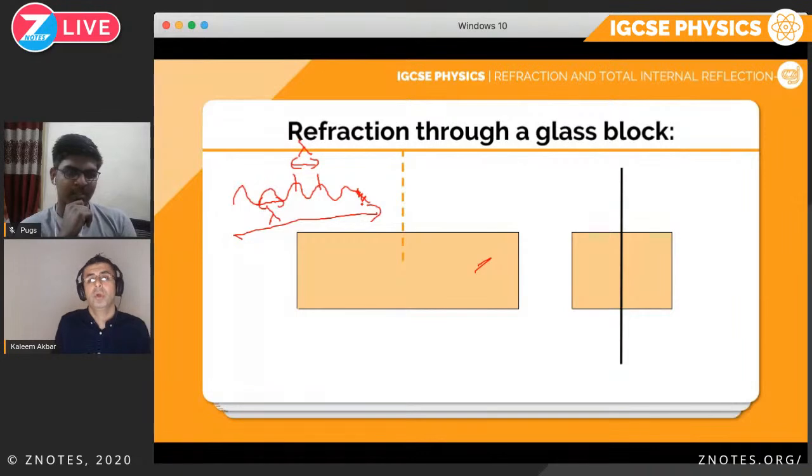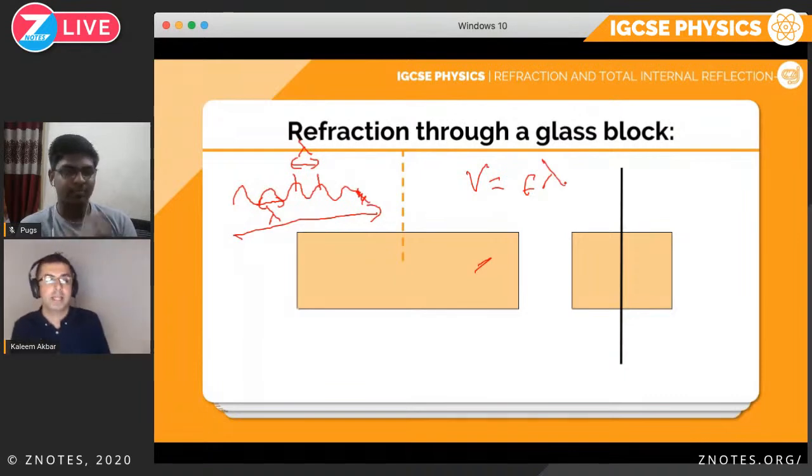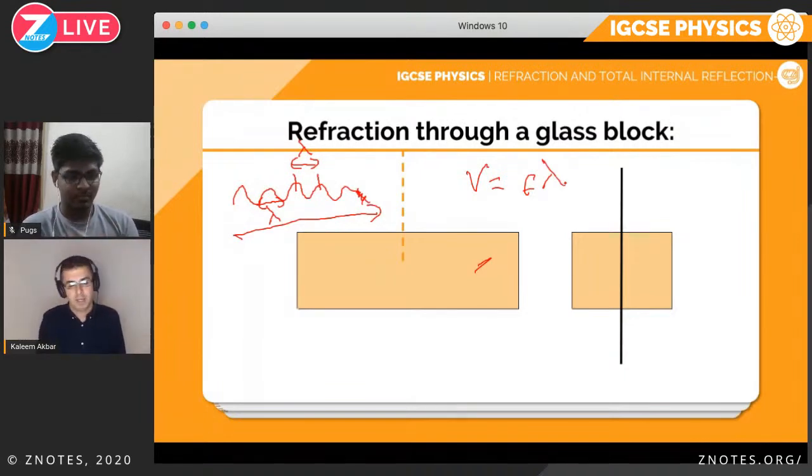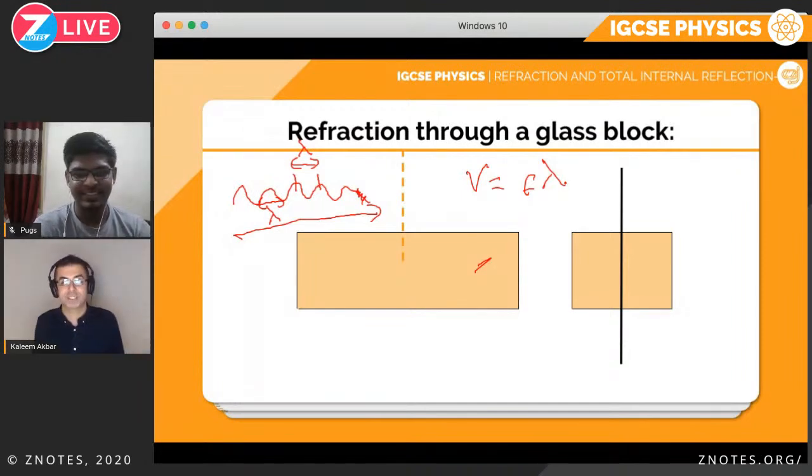Now, why does the frequency stay the same? Because when students really think about this, it comes from the formula v equals f lambda. Highly, highly examinable formula, by the way. IGCSE Cambridge, I think I've counted in less than one hand how many times it didn't appear. And that's since 2002.